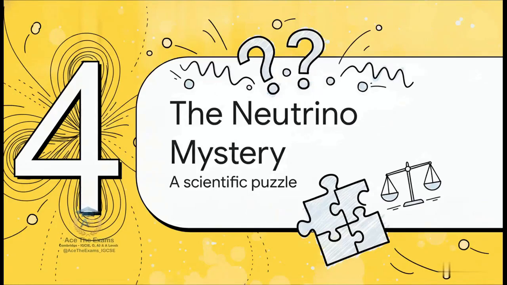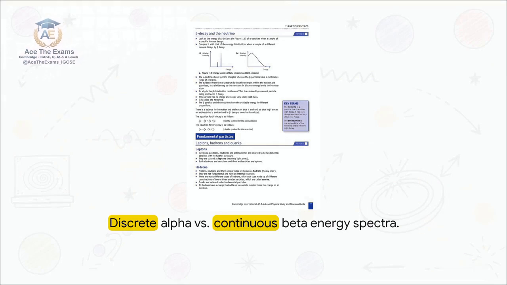Section 4. The Neutrino Mystery. This right here is one of the most historically significant scientific detective stories and a prime candidate for a high-mark explanation question. Welcome to our interactive workshop. I'm putting a 60-second visual timer on the clock in my mind for you to process this graph.